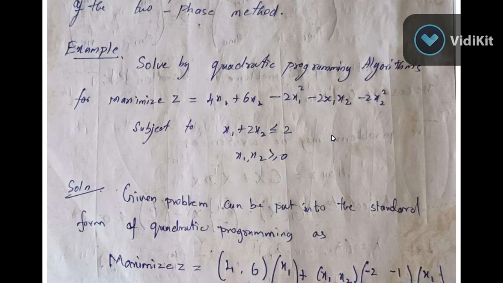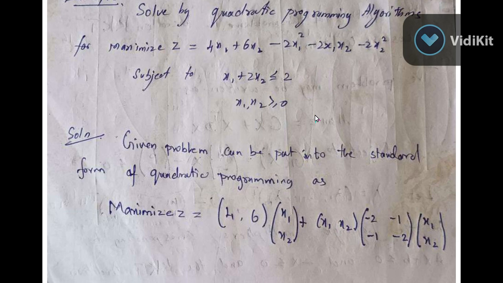Solve the quadratic programming problem: maximize z = 4x1 + 7x2 - 2x1^2 - 2x1x2 - 2x2^2, subject to the constraint x1 + 2x2 less than or equal to 2, and x1, x2 all greater than or equal to 0. So clearly the objective function here is not like the previous concept that we have discussed; it is in quadratic form. Therefore this can be put in the standard technique as we discussed earlier in the introduction.